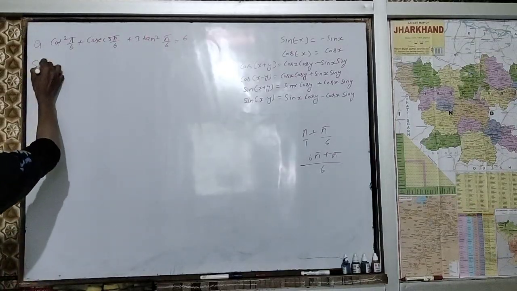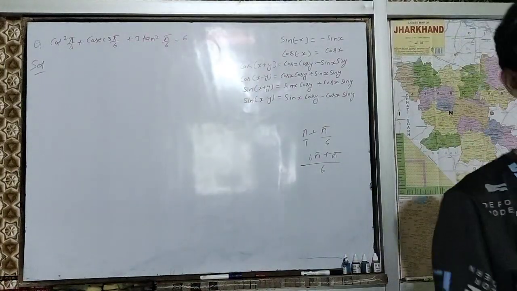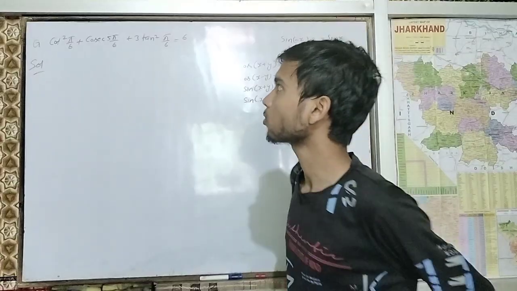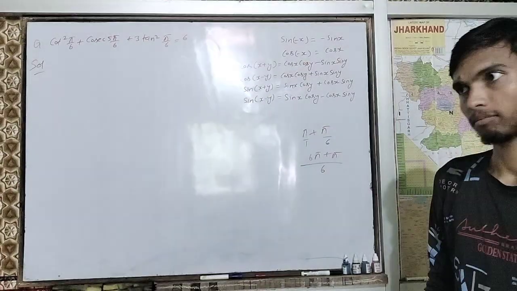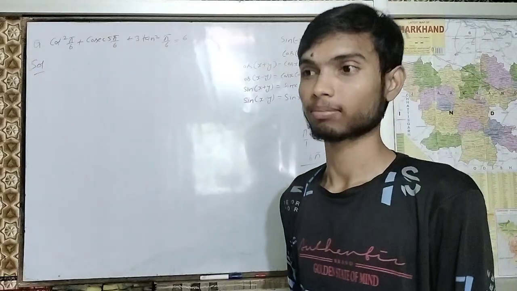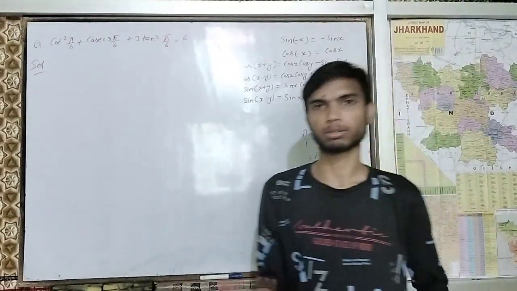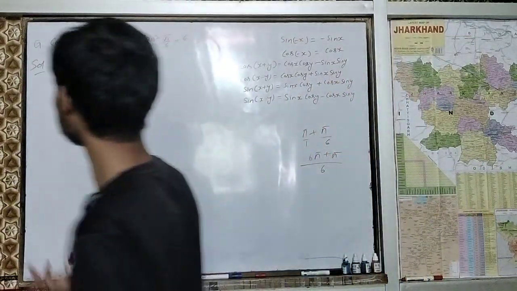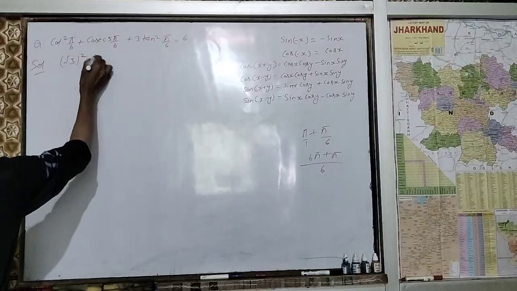Here we have this cot of pi upon 6. It is nothing but just 30. Pi upon 6 is nothing but just 30. So cot of 30, what is the value of it? Cot 30, I think it should be root 3, yeah. Because tan 30 is 1 upon root 3. So it should be root 3. And it is squared.